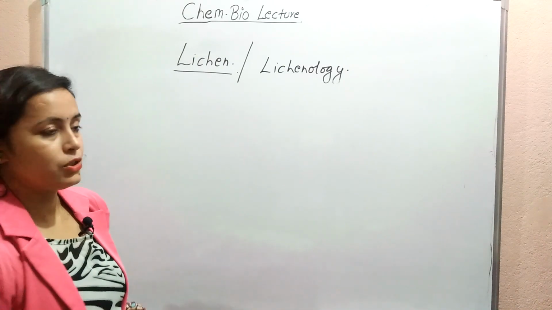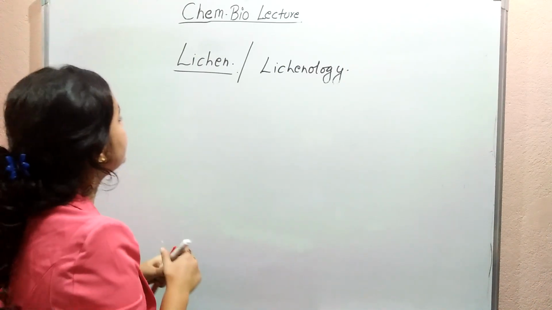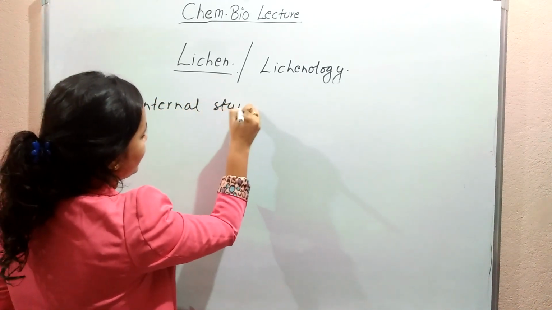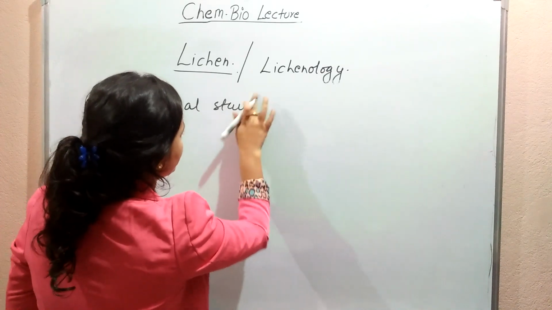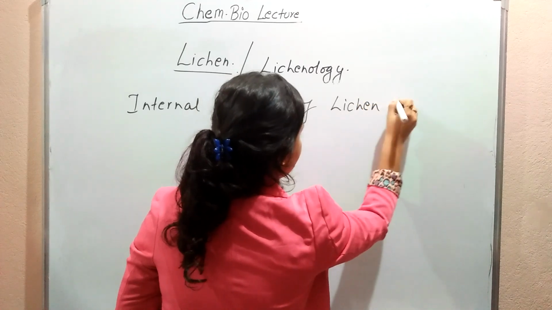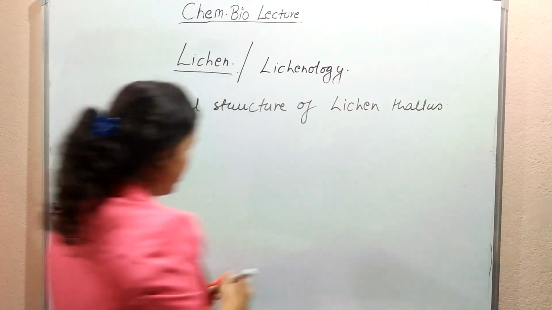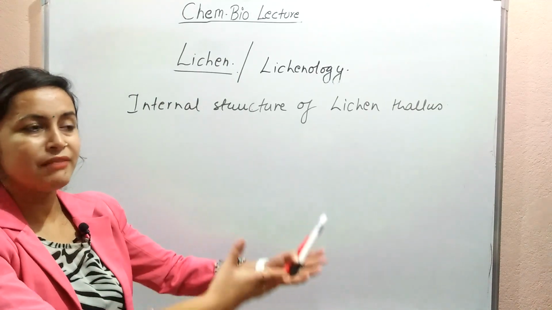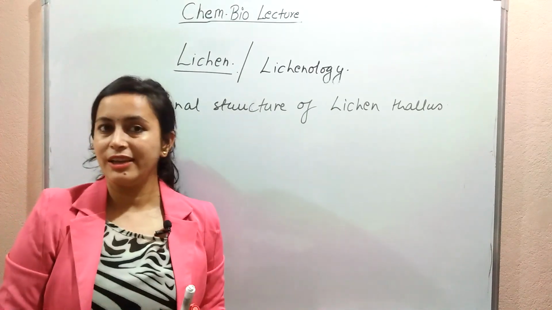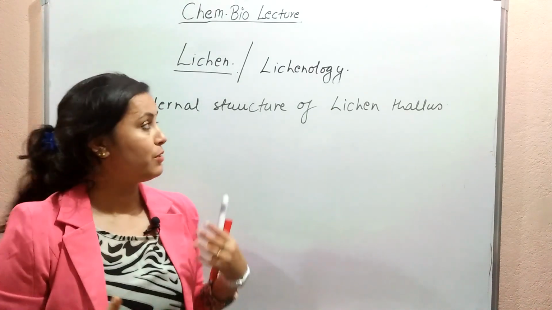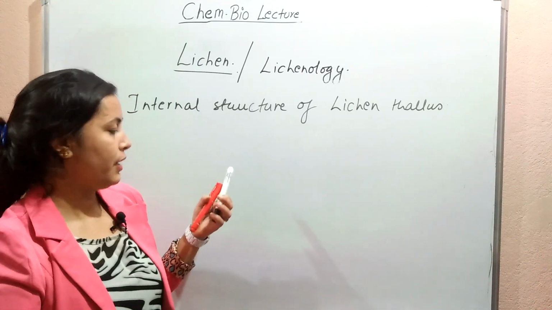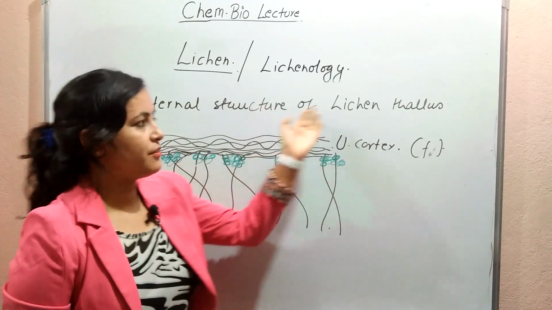Now let's discuss the internal structure of lichen thallus. You might be wondering, we are talking about the two associations. They do have a fungus, they do have an algal component. So how are they maintaining the relationship, how are they staying firm and giving their morphology? Let's see this. Internal structure of lichen thallus.